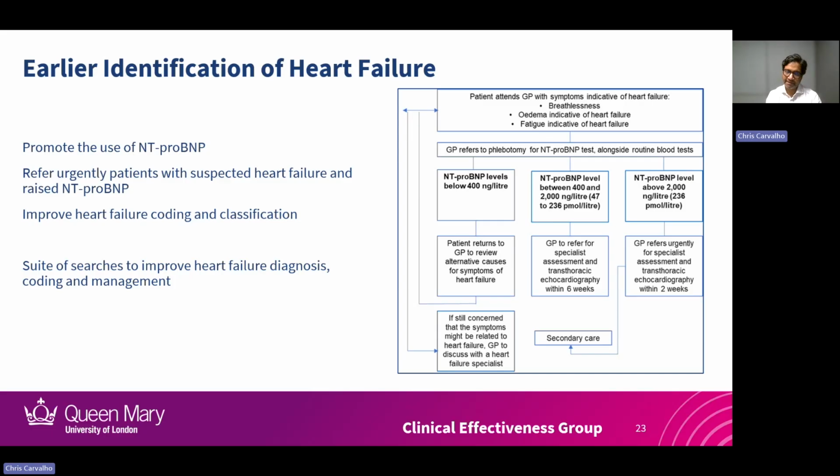So it's very important to identify heart failure early, but also to code and classify that correctly. And we've got a whole suite of searches that help you with this more than what's in the TES. Those will help you to find those patients, to improve heart failure diagnosis, get accurate coding, and also support management. So making sure they're on the right medication for their symptoms, and that's all included in that suite of searches.